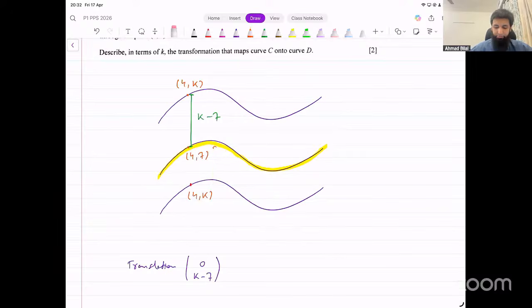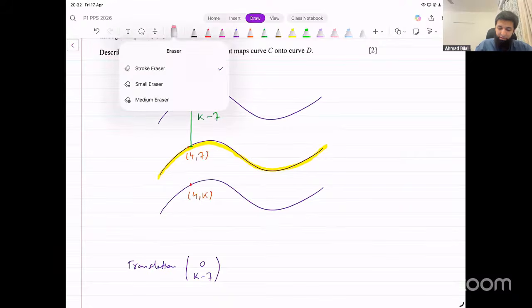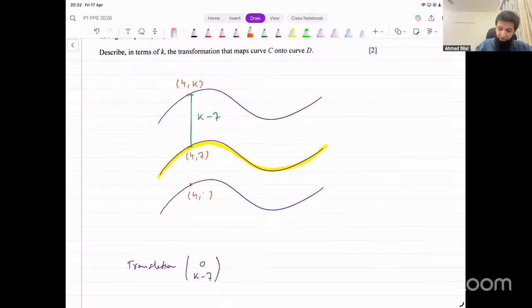The problem is, if this other curve is below, that necessarily means that k is a smaller number than 7, right? Let's say k was 3. If you do 7 minus k, then 7 minus 3 is 4. It's a positive number, and that positive number tells you it would be moving in the upwards direction. So that will be a contradiction.